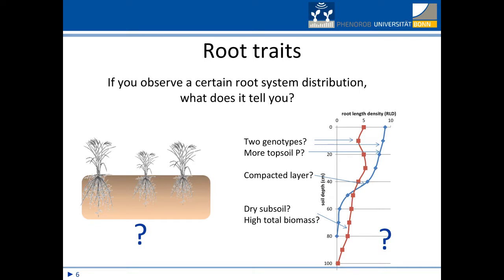Have a look at the 2 root length density distributions in the figure on the right side. They could differ because we compared 2 different genotypes, or the root length density in case of the blue one could be higher in the topsoil because there is more phosphorus in the topsoil. It could decline at 40 cm soil depth because there is a compacted layer, which is not the case for the red one. And the root length density in the subsoil could be higher because the soil is dry in that treatment, or just because the total biomass is higher.